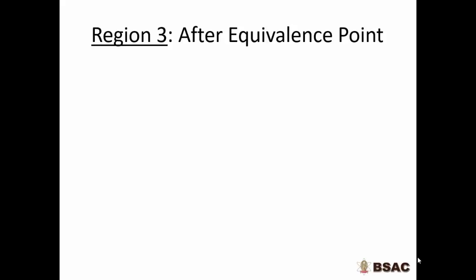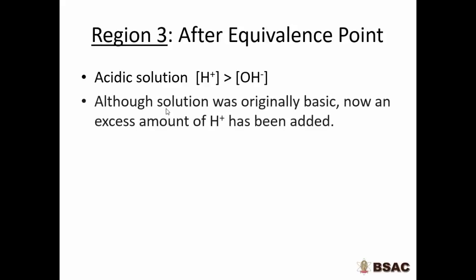Now we're getting close to the end. Now let's look at the calculations associated with region 3, the region after the equivalence point. Okay, we started off with strong base in solution, to which we added strong acid. We reached the equivalence point. Now let's add a little more strong acid. Okay. Now we have more hydrogen ions in solution than hydroxides, and we have an acidic solution.